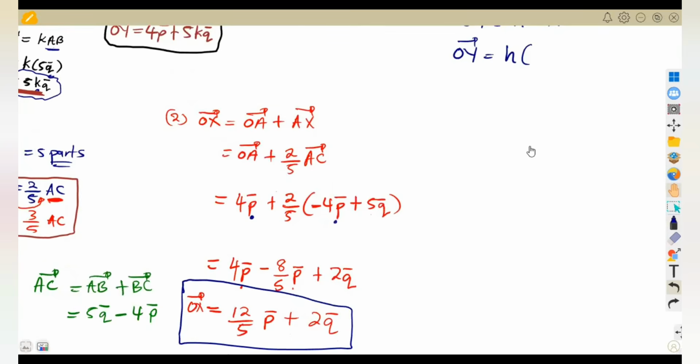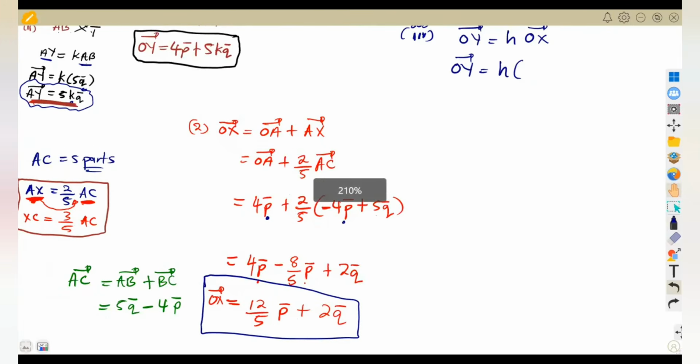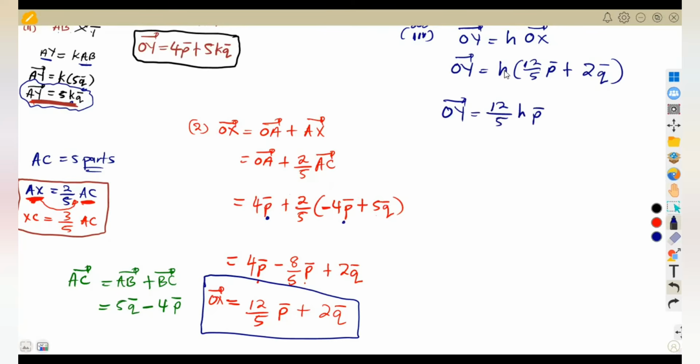What was the value for our vector OX? All right, so this is our vector OX here, which is 12 over 5 vector P plus 2Q. So this one, it was direct. You just multiply everything by H. If you multiply, we are going to obtain 12 over 5 HP. If you multiply by H here, we are going to obtain 2HQ. All right, so we have vector OY in terms of P, Q, and also H, which is our constant.